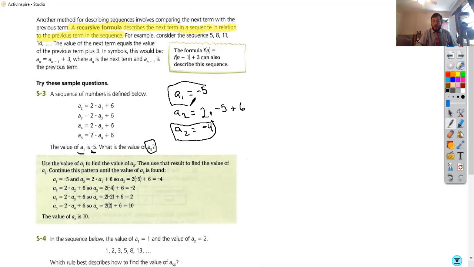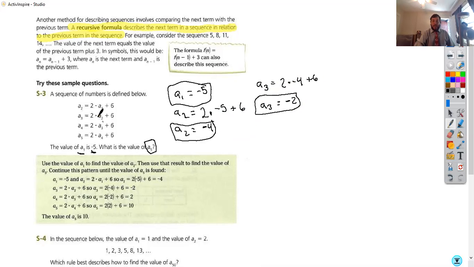So we have our first term and our second term. Now we need to find A3. So if we look at the formula over here, it says A3 is equal to 2 times the second term plus 6. So A3 is going to be equal to 2 times our second term, which is negative 4, plus 6. So then A3 equals, well, 2 times negative 4 is negative 8, plus 6 is negative 2. So now we found the third term.